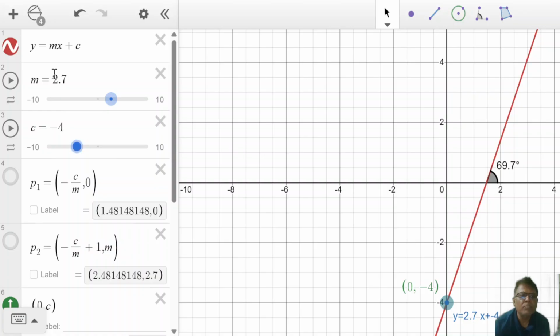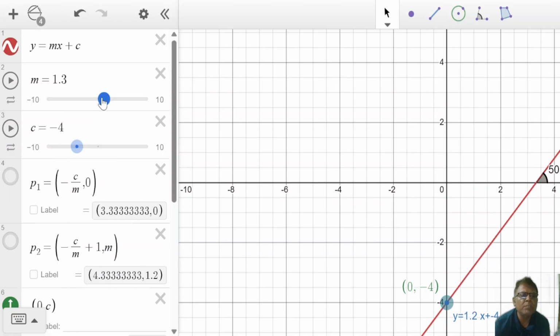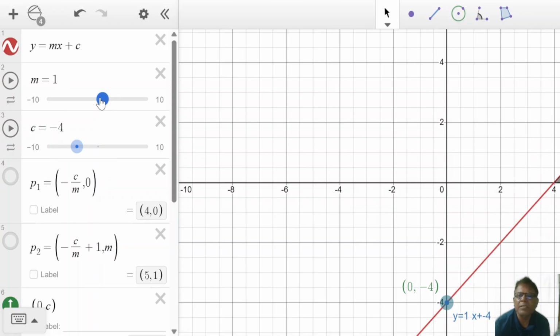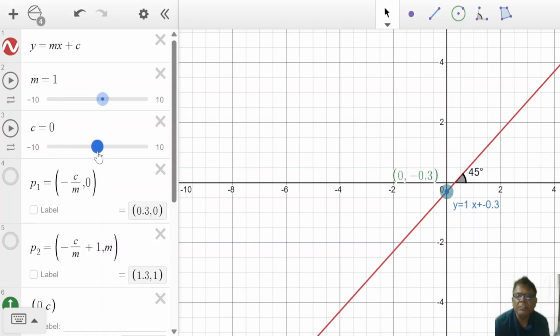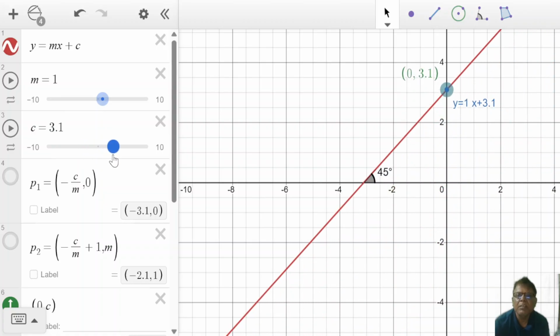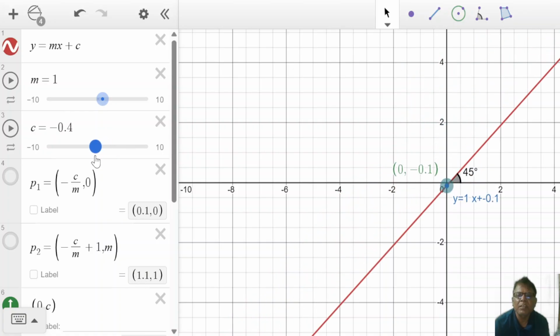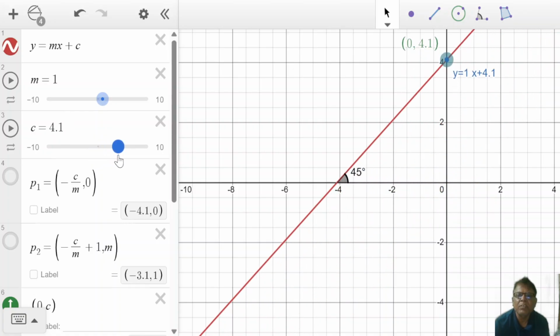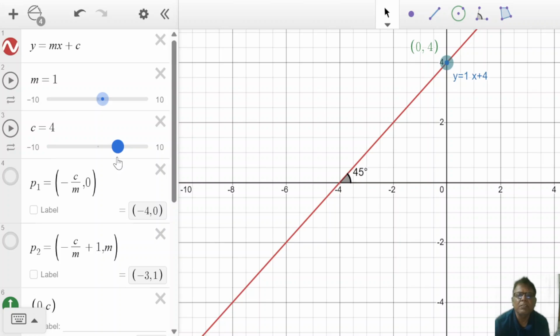Now suppose we are giving this 1. 1 means tan theta is equal to 45 degrees. So see, then it has become 45 degrees. And the intercept c is -4. So now if we increase c, then the line will go like this. The line is just adjusting itself. And this is the intercept.